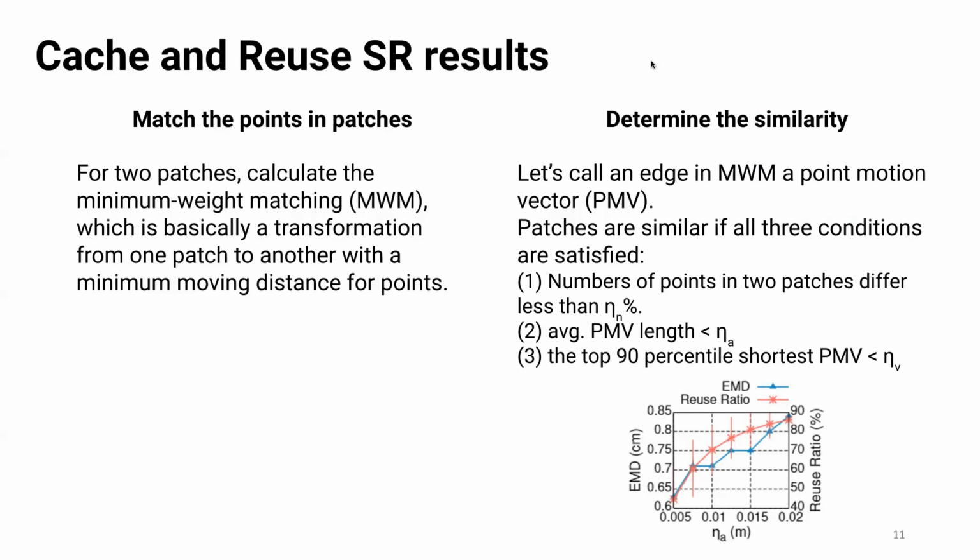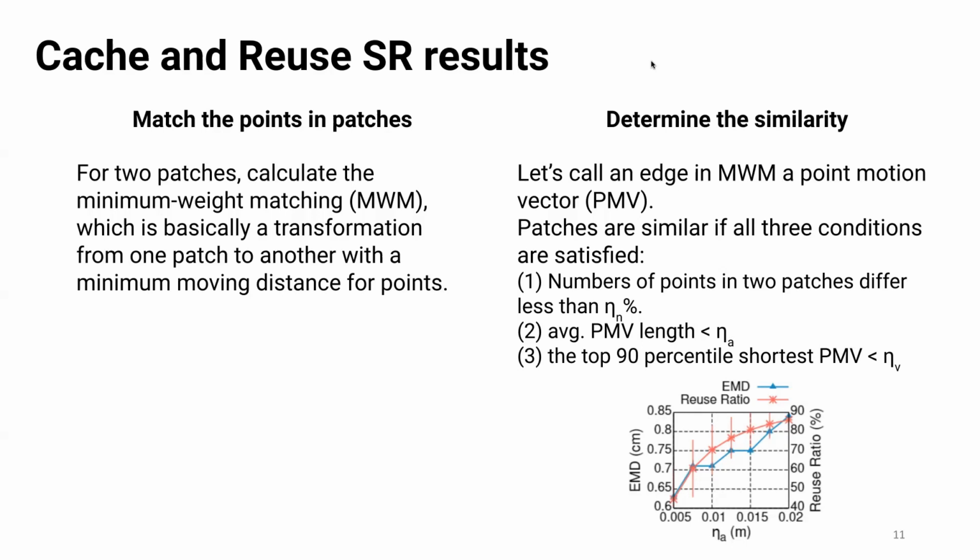So after they get the match from the end-over-end process, to determine the similarity, they define the PMV, point motion vector, which is the kind of the pair. So by the two pairs of points, you can make a vector, and they call it a PMV. So they define that the patches are similar if all three conditions are satisfied. And these are the conditions.